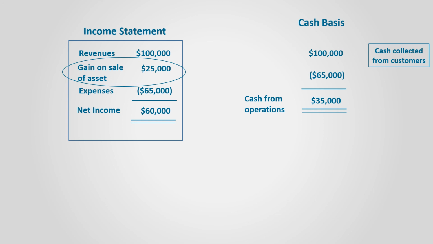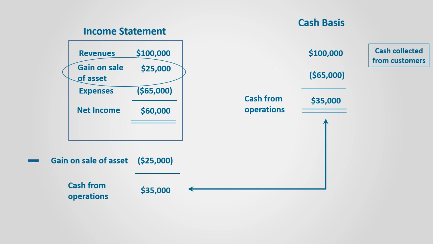Since gain on sale of assets is included in the net income, we have to exclude it from net income when we are adjusting net income to reflect cash flows from operating activities. This will prevent double counting such gain as well. Accordingly, it should be subtracted from net income.